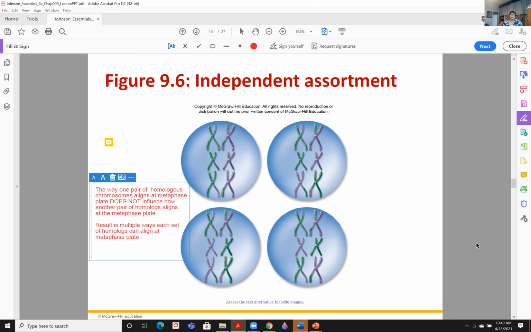So the end result is that there are multiple ways that they could align at the metaphase plate. These are 4 possibilities, only one will occur. Only one possible way will occur, but the result is it will greatly impact the way things are inherited later on.